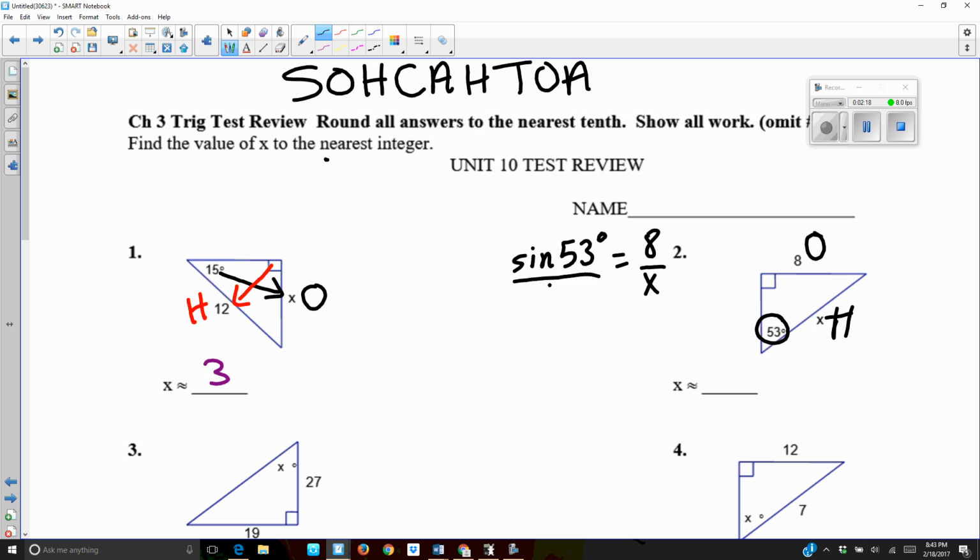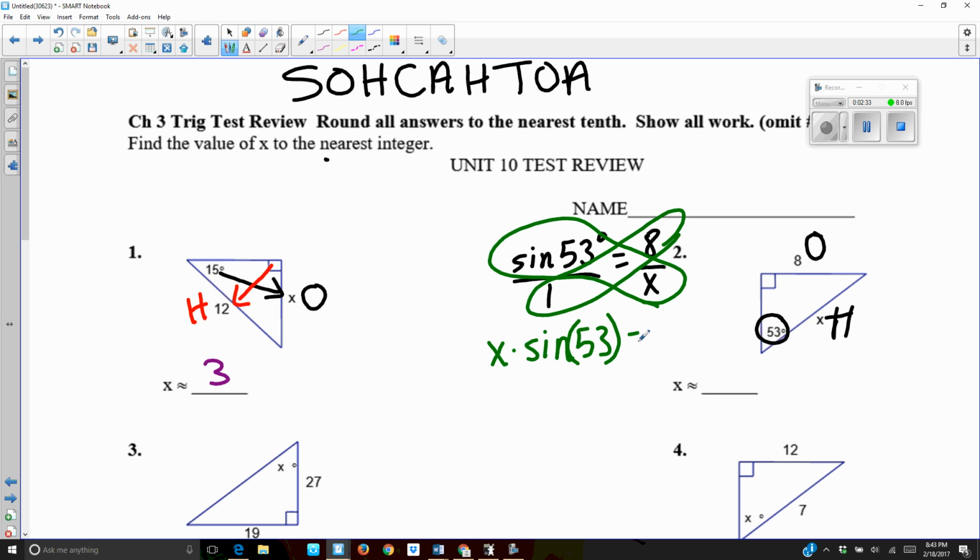This one's a little different though when we cross multiply. This time x is at the bottom. So when we multiply there, we get x times the sine of 53. And the other cross product is just 1 times 8. So we've got an added step before we put this in the calculator. That's to get x by itself. You have to divide by sine of 53.